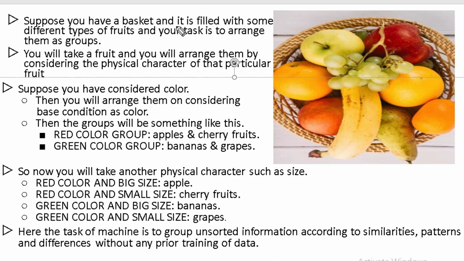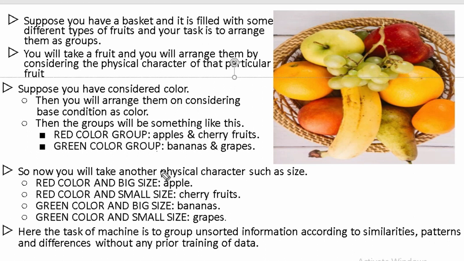Suppose you have a basket and it's filled with different types of fruits. It is filled with apples, cherries, bananas and grapes. And your task is to arrange them as a group. You will take a fruit and you will arrange them by considering the physical characteristics of that particular fruit. Suppose we are going to consider color. So what we will do here is we will arrange them according to the base condition, that is color. So here the first group is the red color group. We have apples and cherry. Next, the green color group, it will be banana and grapes. So here what we have done is according to the color we have categorized them.